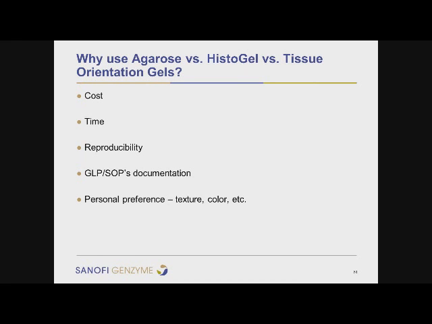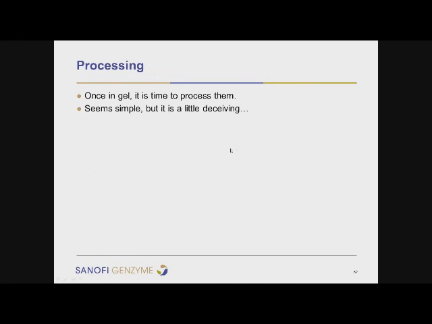And there's also personal preference. You might like the texture, color, or the way something cuts or stains or works better. So individual preference is another reason. So let's talk about processing now. Once they're all in the gels, it's time to process them. And it seems pretty simple, right? But it is a little deceiving, we found out.